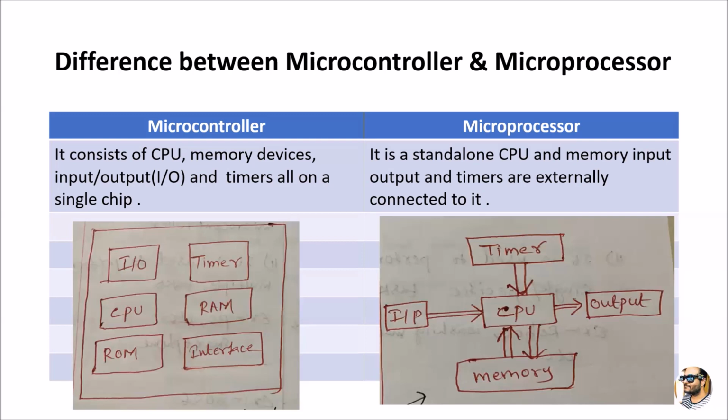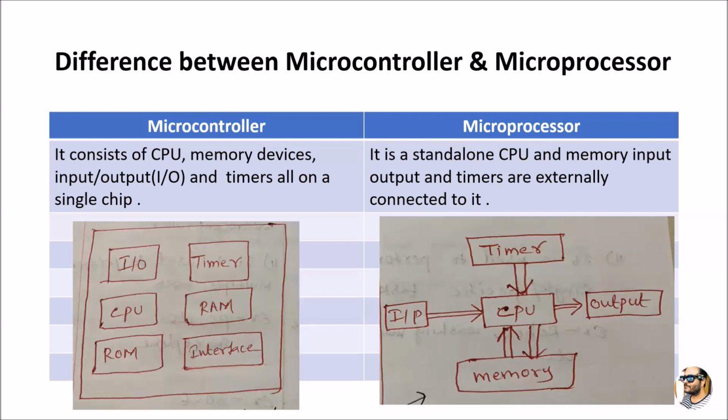Coming to the microcontroller, it consists of a CPU, central processing unit, and memory devices, input and output devices like IO devices, and timers all on a single chip. So a single chip holds the central processing unit, memory devices, input output devices, as well as timers. Coming to the microprocessor, it is a standalone CPU. It's an individual CPU, and memory unit, input output ports and timers are externally connected to it.